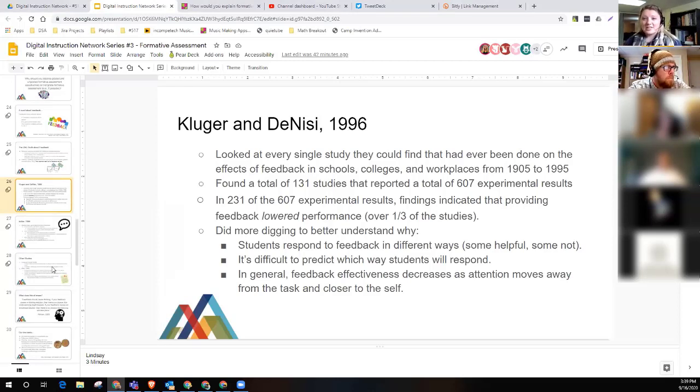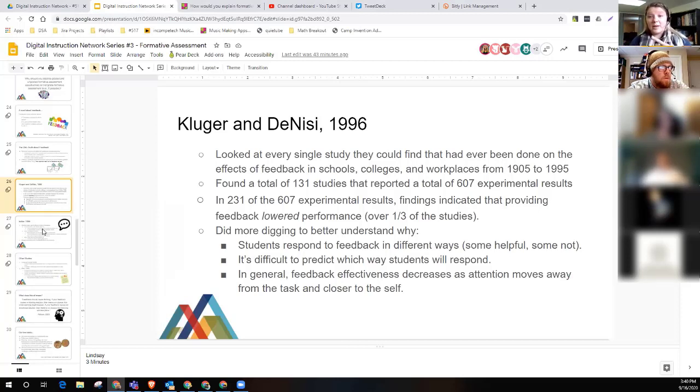Of those 607 results, 231 produced negative findings. They lowered student performance. That's huge. That's like over a third of the studies. So they went ahead and did some digging to try and understand why, and they found a couple of key themes.